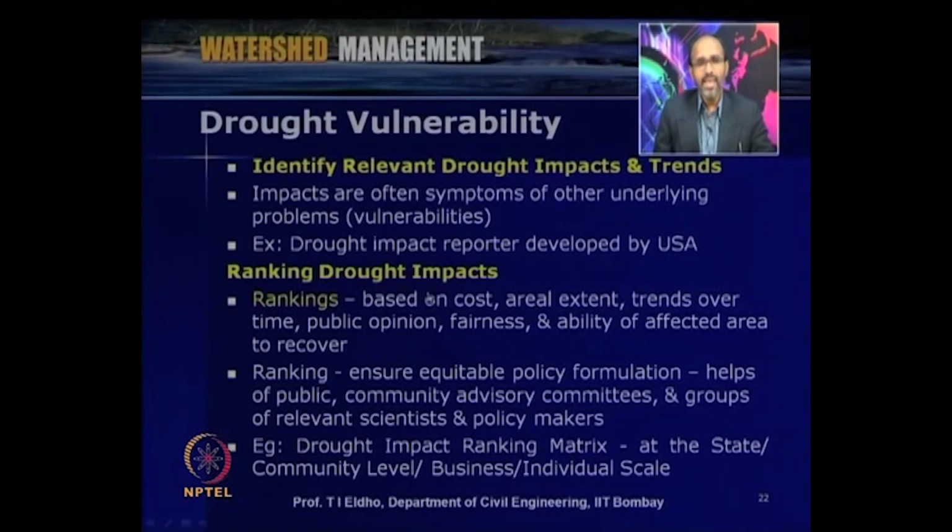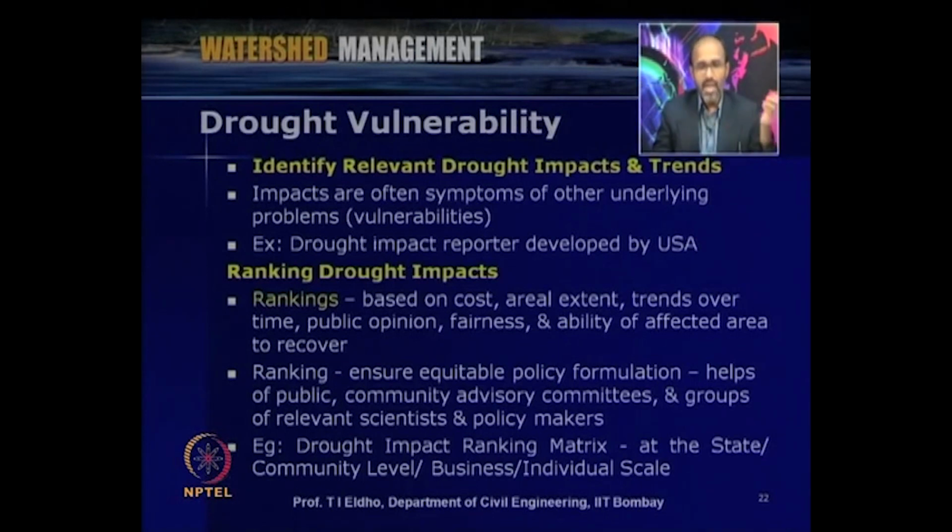Then we can have a ranking. Ranking drought impacts is based upon the cause, areal extent, trends over time, public opinion, fairness and the ability of the affected area to recover. According to various parameters we can produce a ranking, and this ranking ensures equitable policy formulation, like economic help or funding for a particular region.